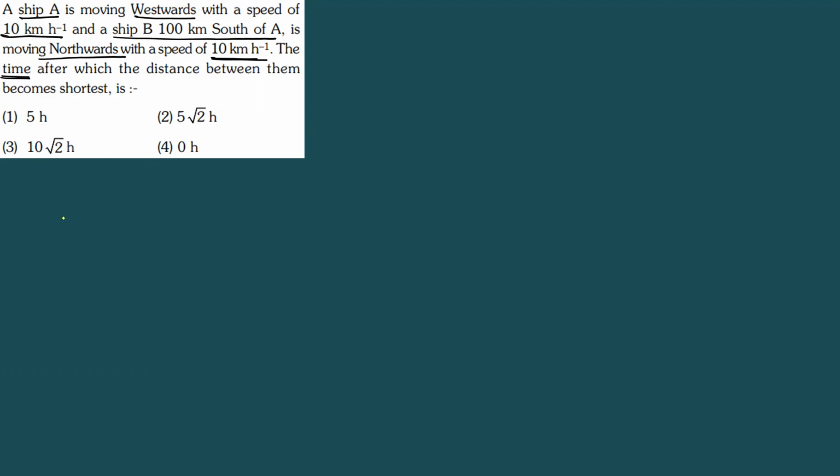So let us quickly pictorially represent the situation. This is north, this is south, this is west, and this is east. He's telling that a ship A, let me consider it as 1, and ship B, let me consider it as 2. Let me consider ship A is moving westward. Let me consider it to be at the origin. I'll show it over here.